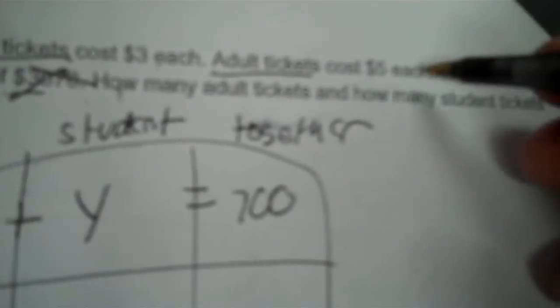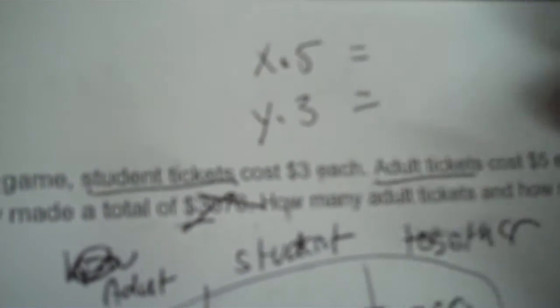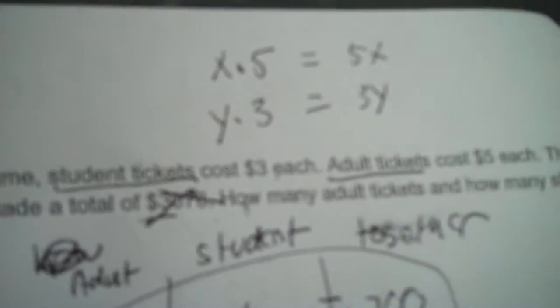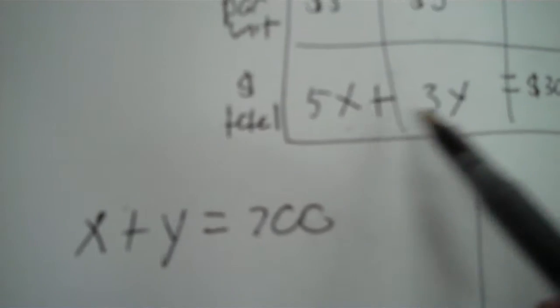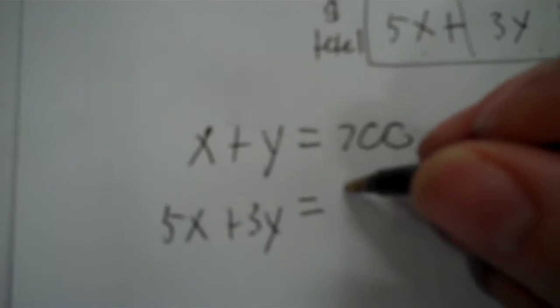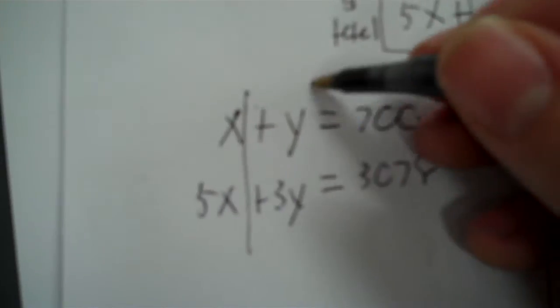Now I come down here. Cost per unit, $3 for the students, and then the adults is $5. So we take X times 5 and then Y times 3. So it's going to be 5X and 3Y. And then that forms another equation, so I've got two equations to work with. So I'm going to have X plus Y equals 700, then 5X plus 3Y equals 3078.